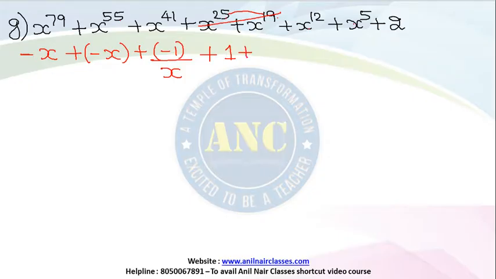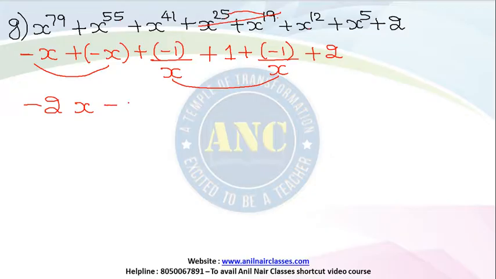Next, x power 5. X power 5 is x power 6 divided by x. The value of x power 6 is minus 1, so it becomes minus 1 divided by x, and the constant 2 I will write as it is. That means if you observe, minus x is minus 2x, and minus 1 by x, minus 1 by x is minus 2 by x.